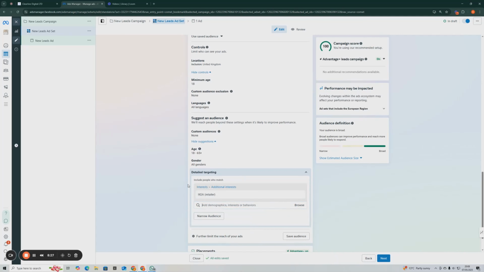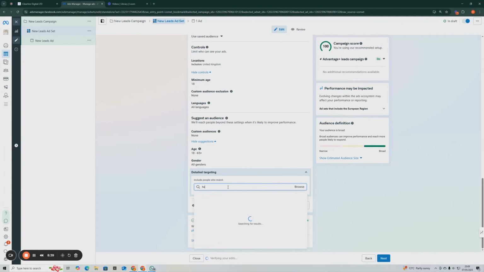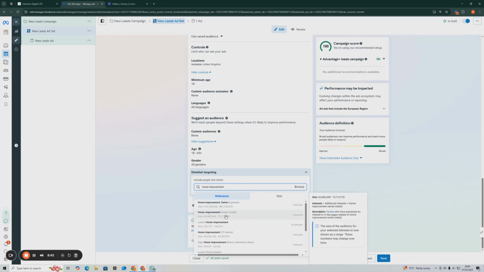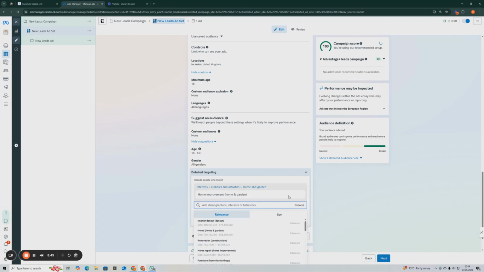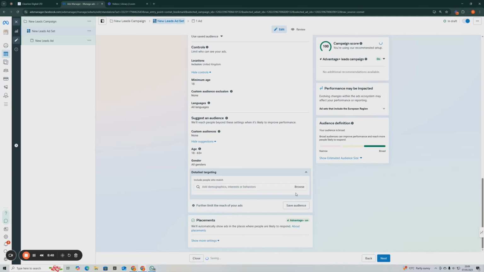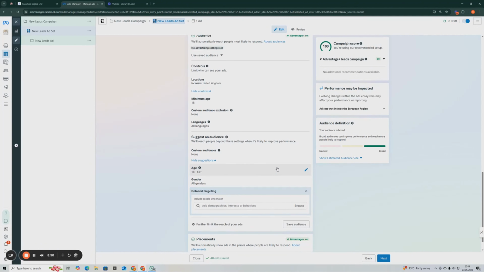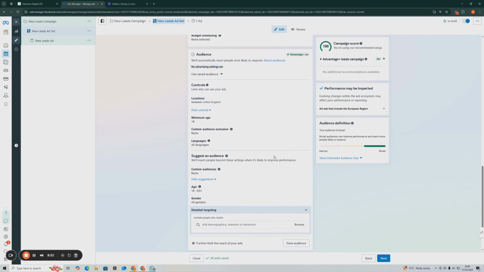So this is a type of running ads that was really popular in like 2018, 2019, because you could just find people who are interested in certain things around your product. So for us, it might be home improvements. That should be an option. There we go, home improvement. But we don't really utilize these anymore because Facebook's AI has got so clever, it just knows who to target.